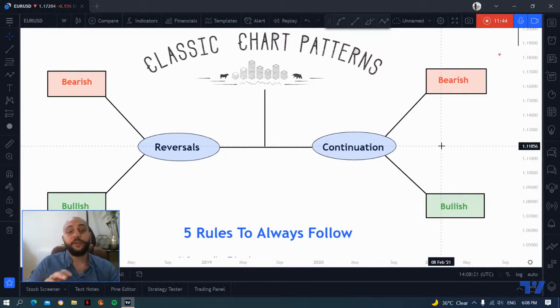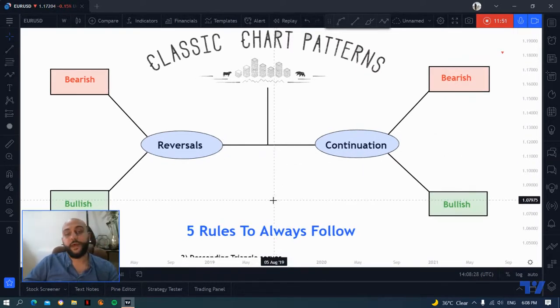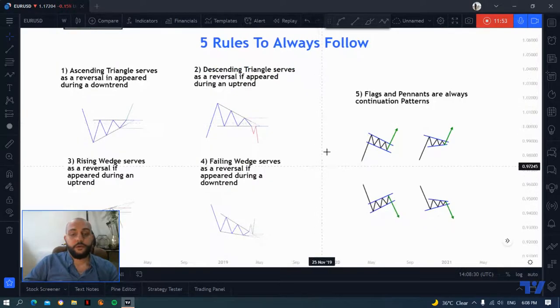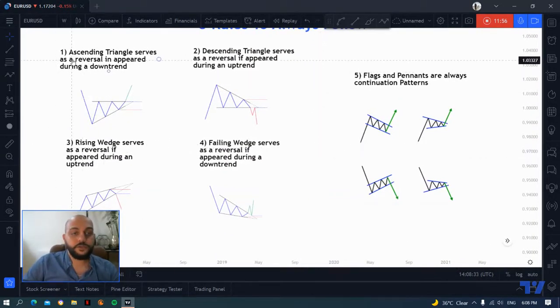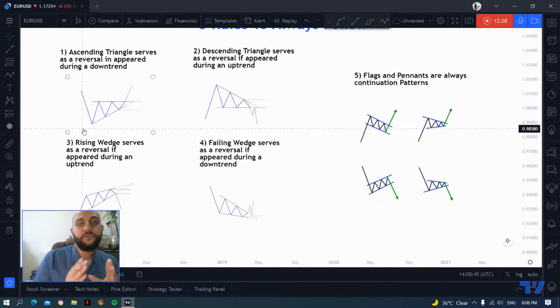Now I'm going to tell you about the 5 rules that you should always follow, because these patterns are quite common, so a lot of mistakes do happen with them. Here I drew some examples. The first one is the ascending triangle. Remember, an ascending triangle serves as a reversal if it appears during a downtrend. So if we have a downtrend and we see the trend forming and trading into an ascending triangle, this basically serves as a reversal. So we know that the market is going back up again.